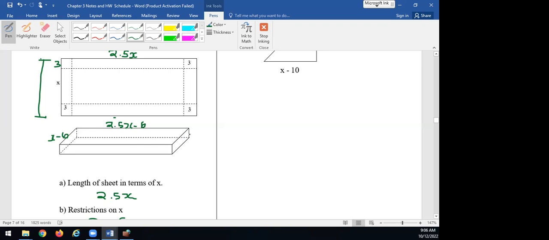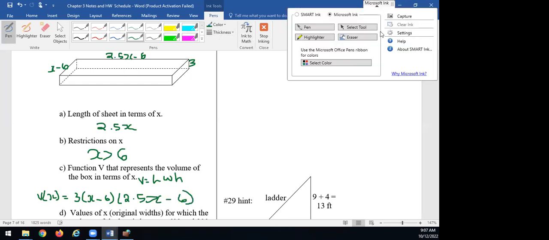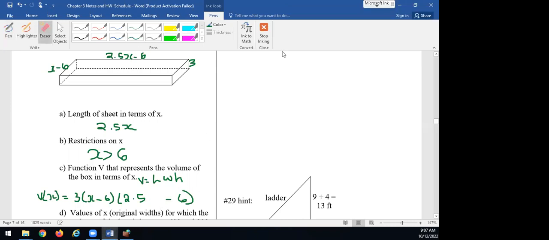What's your height? Very good. Because that's the length of the side that you would have been removing, so 3. So just multiply the 3, so your volume function is just going to be 3 times x minus 6 times 2.5x minus 6. And you don't have to FOIL, you can leave it as it is. I'm perfectly fine with it like that.